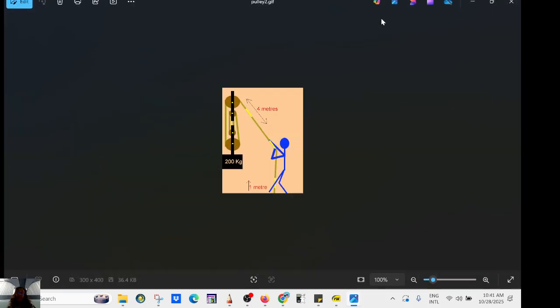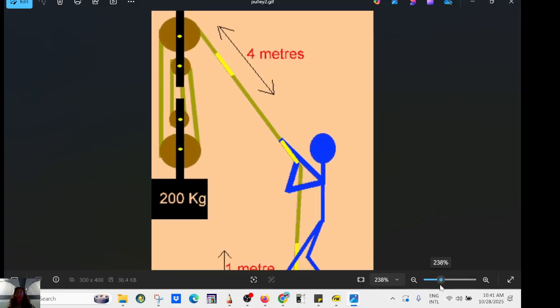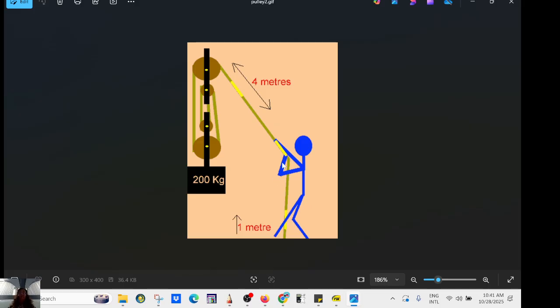See, there is a trade-off. So this is a force multiplier, and there is a trade-off between the distance the load is moving and the effort. If it's a force multiplier, it means you are 4 times stronger, okay? So if this is 200 kilogram, you just have to pull divided by 4, so it's 50 kilogram. But the distance that you have to pull is 4 times more than the load. So the load is moving by 1 meter and you have to pull 4 meters.